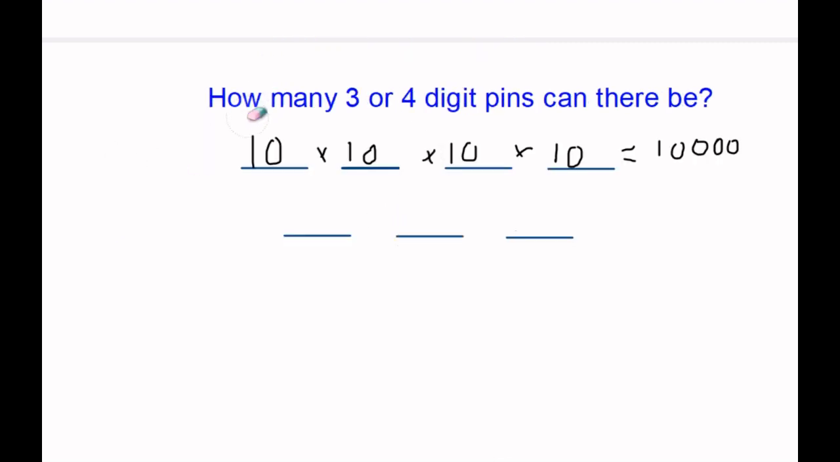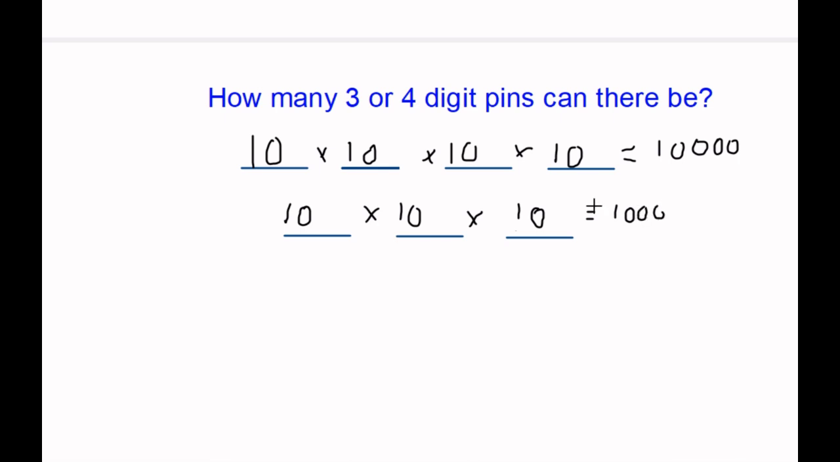So here's the example. The question is asking, how many 3 or 4-digit pins can there be? We've already figured out how many 4-digit pins there can be. So let's do the same sort of thing with 3-digit pins. Again, the 3-digit pin has 10 choices for the first digit, 10 choices for the second digit, and 10 choices for the third digit. We need all 3 digits to make a 3-digit pin. So it's the first one and the second and the third. That means we need to multiply those together. And when we do that, we get 1,000.